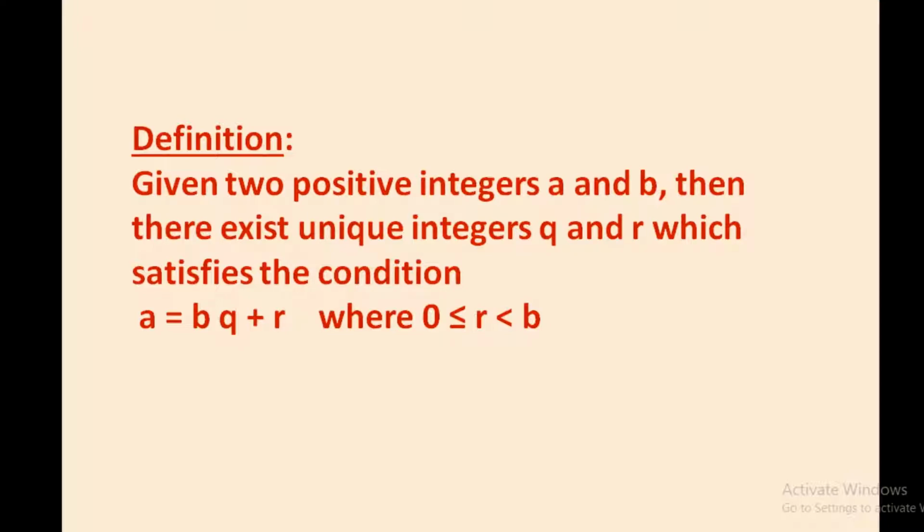Given two positive integers a and b, there exist unique integers q and r which satisfy the condition a is equal to bq plus r, where 0 is less than or equal to r less than b, where r is the remainder, q is the quotient, and b becomes the divisor. Let us see one example.